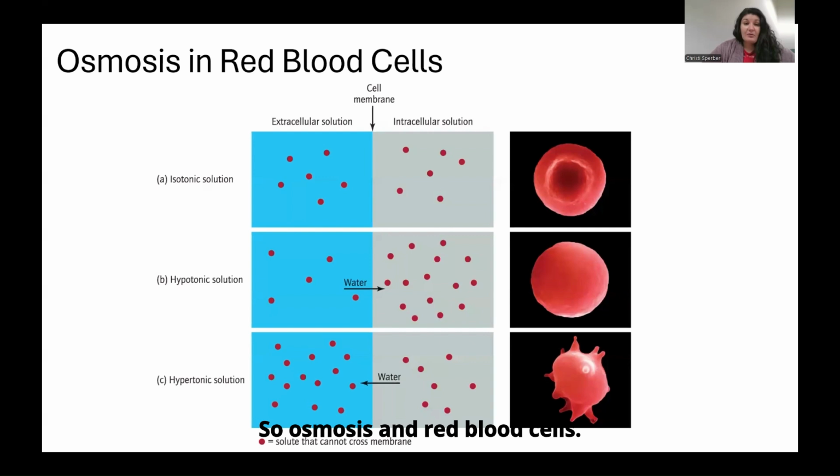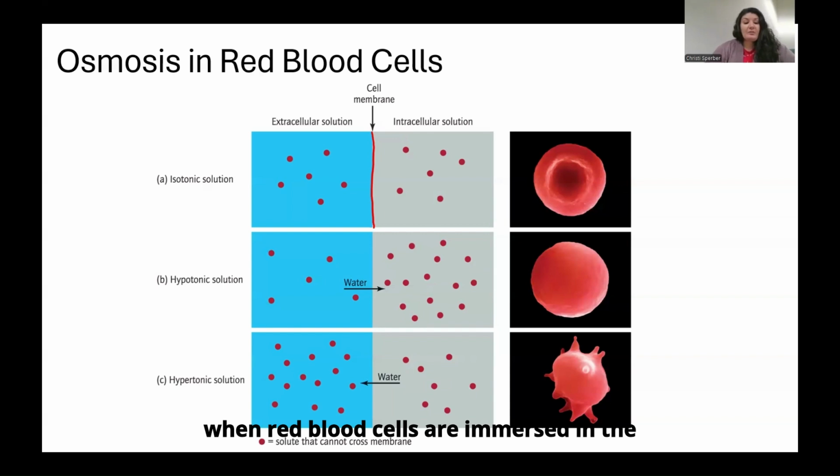So, osmosis in red blood cells. We can see here that when red blood cells are placed in an isotonic solution, they maintain their healthy biconcave shape. We have our cell membrane, which is a semi-permeable membrane. Our extracellular solution and our intracellular solution have the same number of solutes. They are isotonic with each other. They have the same concentration. IV fluids always give solutions that are isotonic with red blood cells. Physiological saline solution is isotonic with red blood cells.